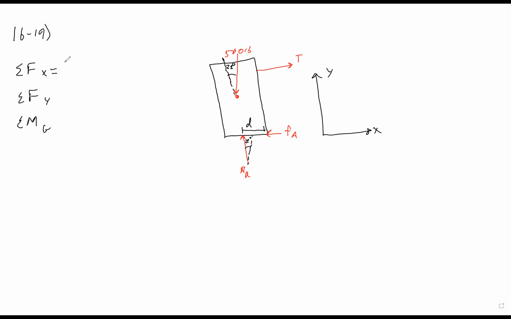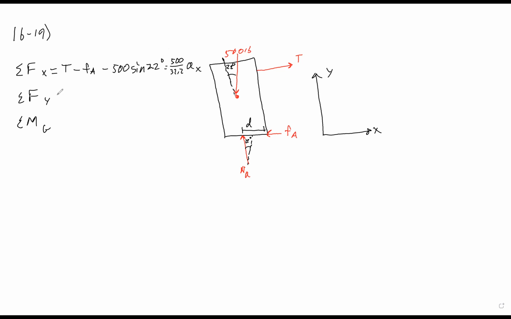So the sum of the forces in X are going to be the tension, which is positive, the friction, which is going to be negative. We'll also have the weight, which is going to be negative 500, and then its component along the ramp, so sine 22 degrees, equal to the mass, which is 500 divided by the acceleration due to gravity, times the acceleration of A moving along the ramp, so acceleration in the X.